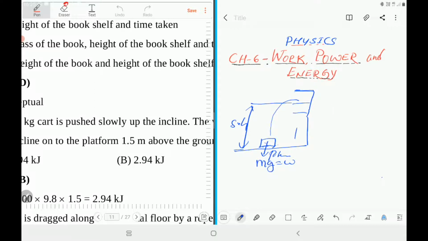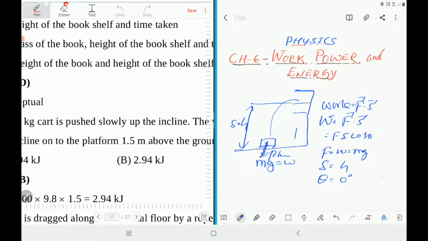Now, by definition, what is work? Force into displacement. So, work W is F dot S, F into S into cos theta. Here in our discussion, the force applied is the weight of the book, that is equal to mg. Displacement is h and theta is 0 degree. You notice that weight is acting down, but he is applying force up to balance the weight. The force applied by the man who is doing the work is up.